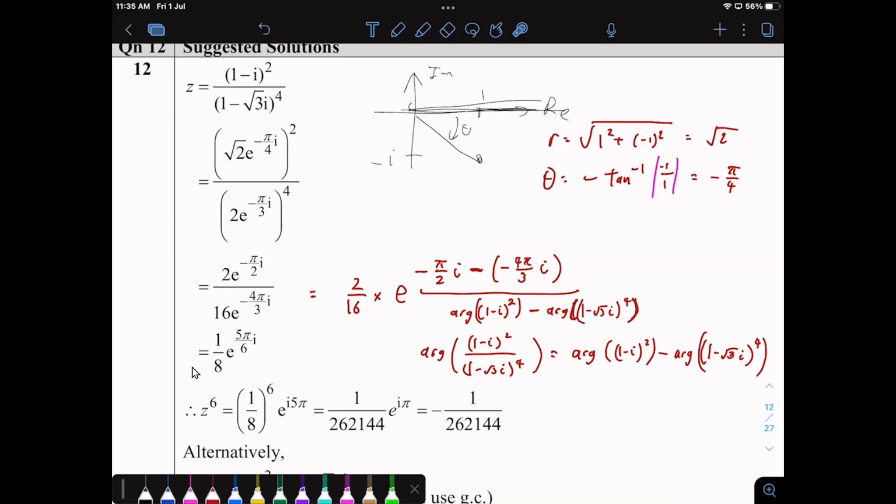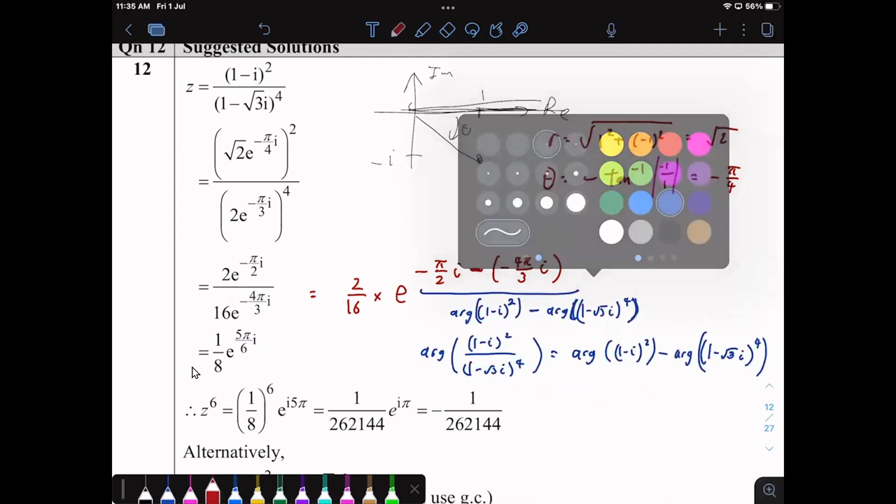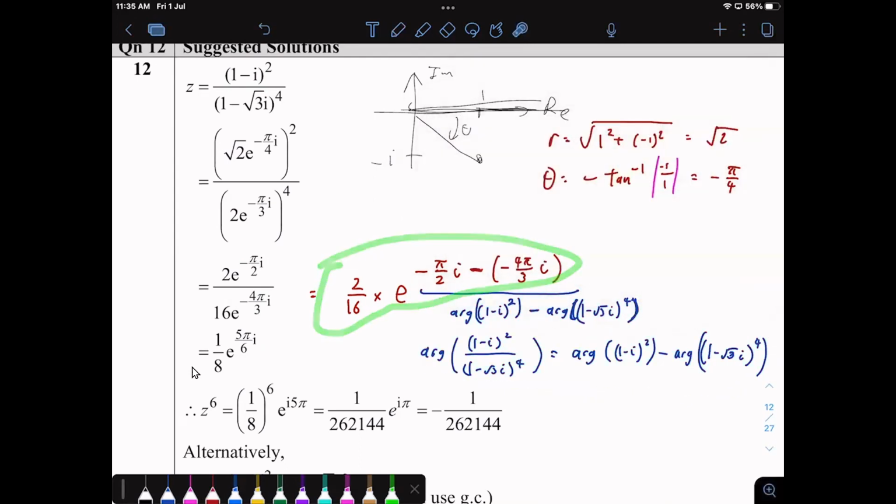Okay, back. Sorry. Yeah, so you get up to this step. Maybe I should change to a different color. This is extra working. Change to a blue color. Then this is your 2 over 16 times e power whatever, simplified into this. So you can conclude straight away that for your z power 6, you just have to take this to the power of 6. Then times 6. Then you eventually get to this, which you simplify into this. 1 over 8 power 6 is just 1 over 262,144.